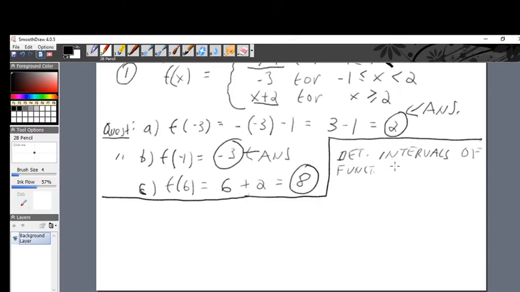Is it increasing? Is it decreasing? Or constant? Okay, here's the function. It looks like this.